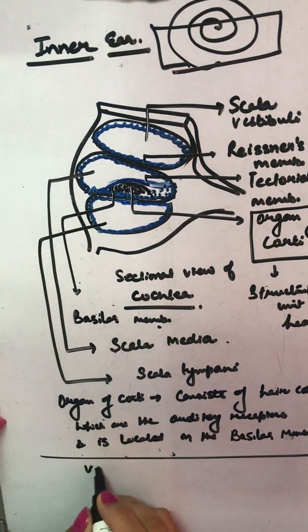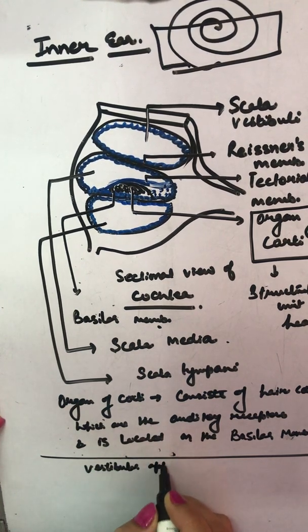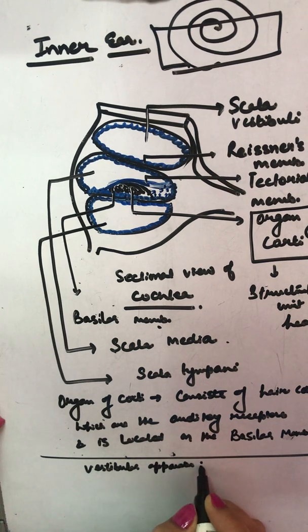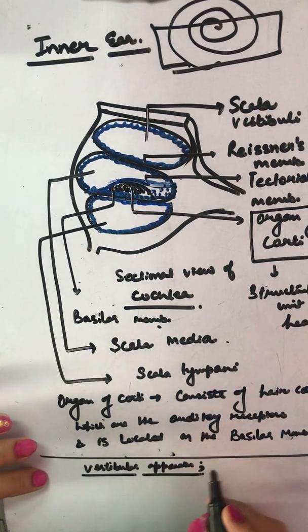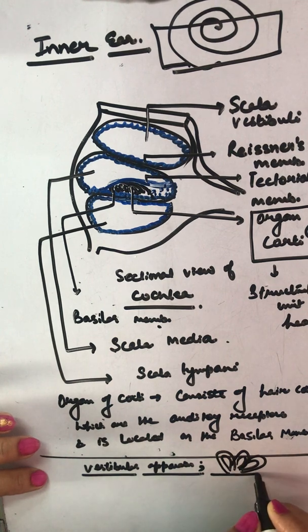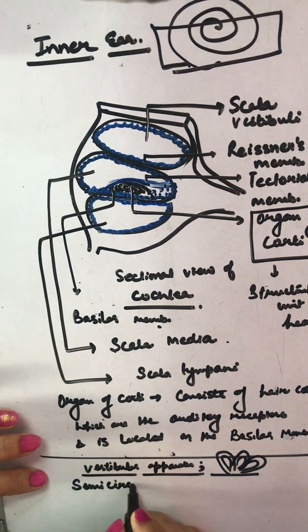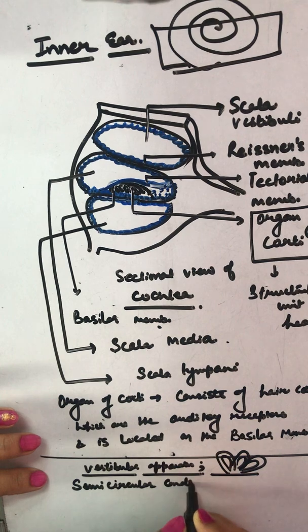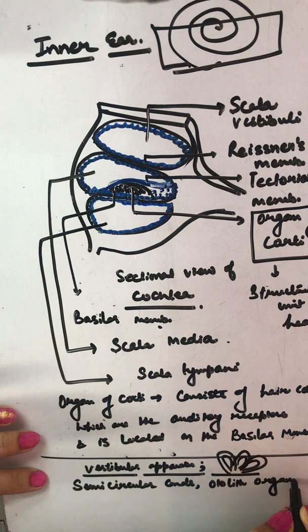When we talk about the vestibular region, the vestibular apparatus is composed of 3 semicircular canals. Remember, this way I had drawn. These are the 3 semicircular canals and an otolith organ. So it has semicircular canals and the otolith organ. This is also known as the vestibule.